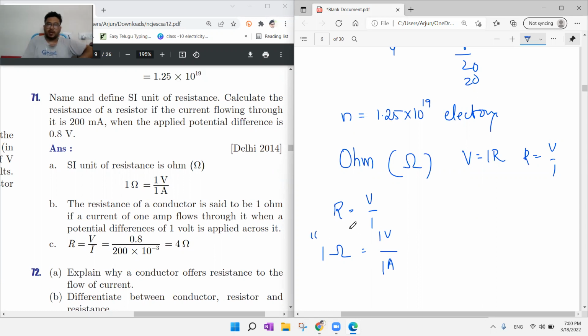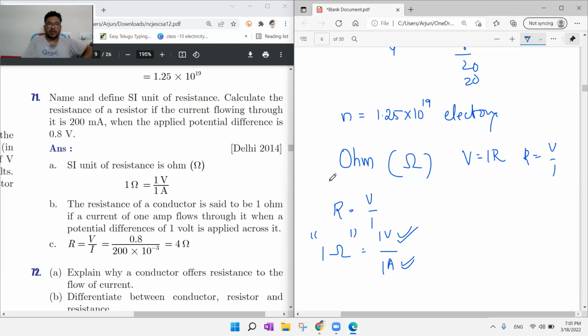How can we define 1 ohm? 1 ohm is nothing but the resistance when 1 volt of potential difference is applied across the terminals and 1 ampere of current is passing through it. So the resistance of a conductor is said to be 1 ohm if a current of 1 ampere flows through it when a potential difference of 1 volt is applied. Like that we have to go.